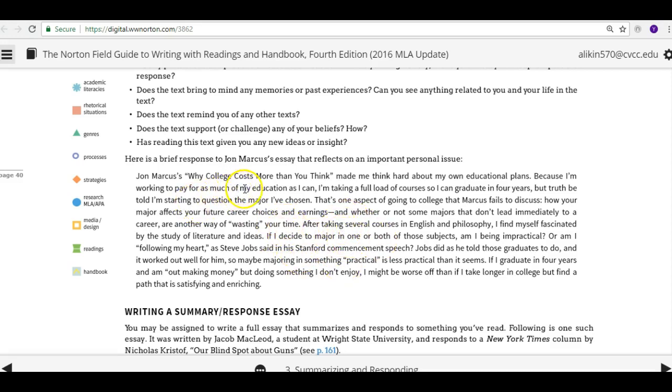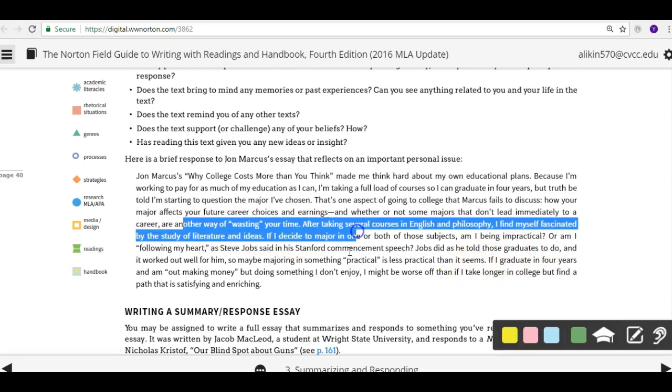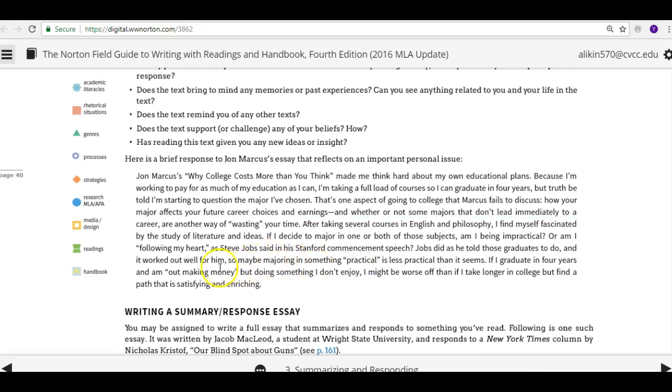John Marcus's Why College Costs More Than You Think made me think hard about my own educational plans, because I'm working to pay for as much of my education as I can. I'm taking a full load of courses so I can graduate in 4 years. And then she says somewhere in here, I get the feminine, but she mentions one of the points that he makes, which is another wasting of your time. So she takes issue with that.